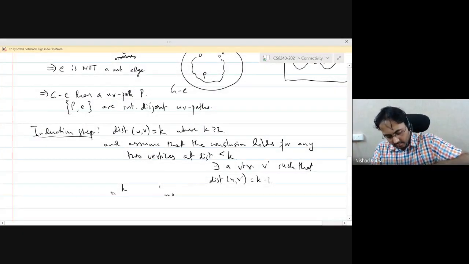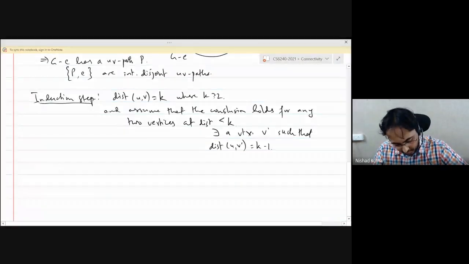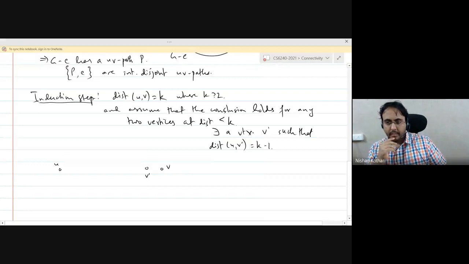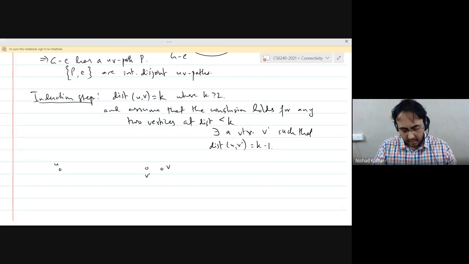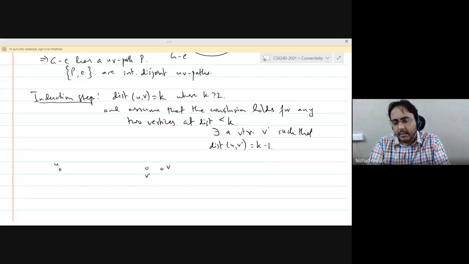Okay. So let me erase this drawing. So we have got these three vertices, U, V, and we have got this guy called V prime. Okay. So we want to prove that there are two internally disjoint paths between U and V. How should we go about from here? Can anyone help me out? How do we proceed from here?